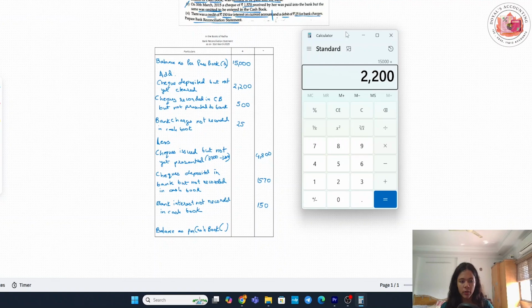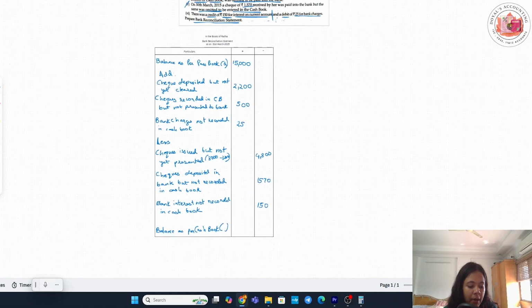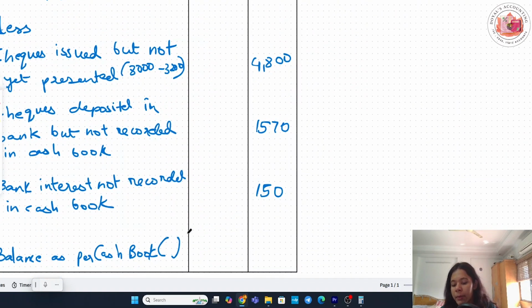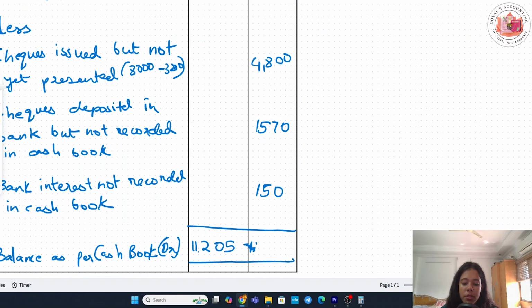Okay, now let's calculate our cash book balance. 15,000 plus 2,200 plus 500 plus 25 minus 4,800 minus 1,570 minus 150. So the balance as per her cash book is 11,205 and it's a debit balance. It's positive. Positive balance in a cash book will be debit balance.